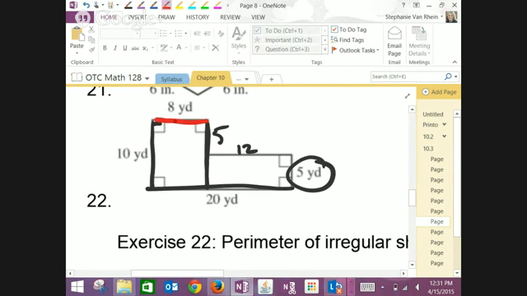Get red. You guys see that? So if I want perimeter, I would take 20 plus 5 plus 12 plus 5 plus 8 plus 10.